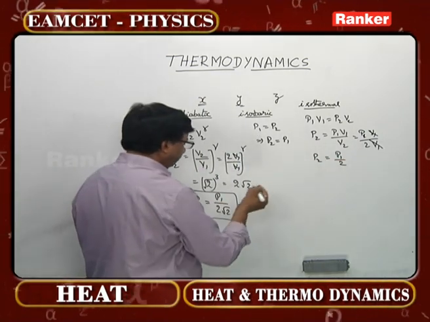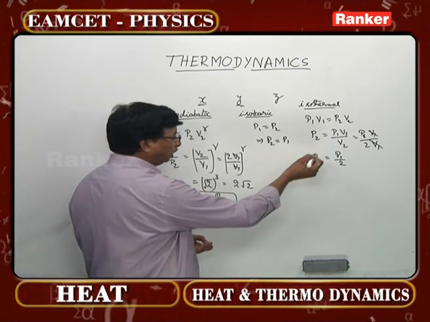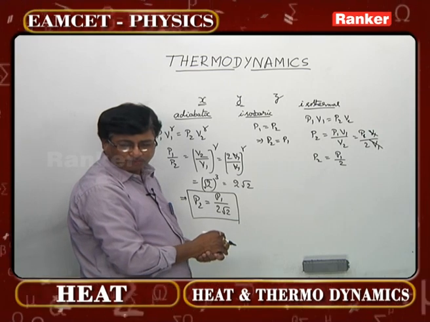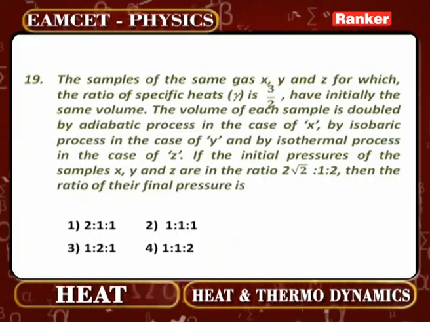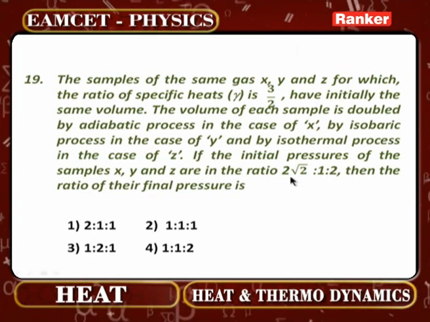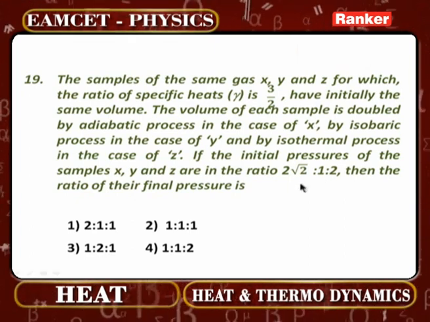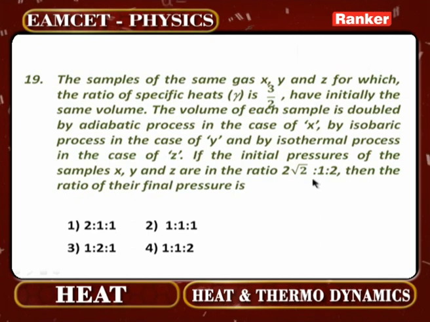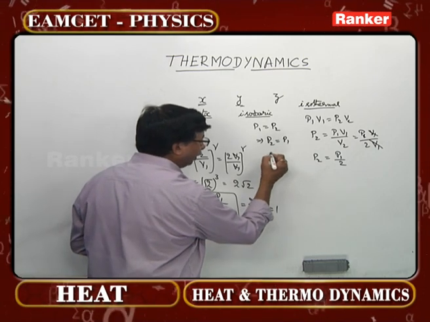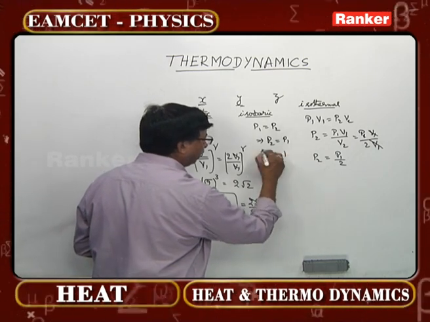But the point in this particular case is, this is P1 by 2 root 2, this is P1, this is P1 by 2. What are the ratios of their final values? And he has given you the pressures in the ratio 2 root 2 is to 1 is to 2. If the pressure is 2 root 2, then 2 root 2 by 2 root 2, what will be this value? 1. This is 1 by 1. That means P2 is equal to 1 here.